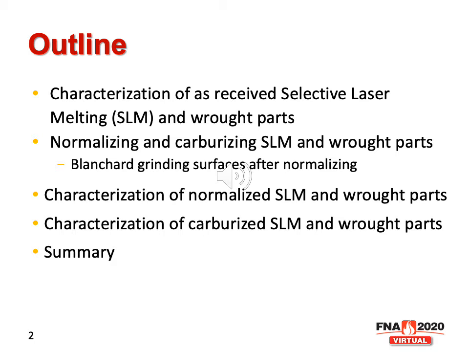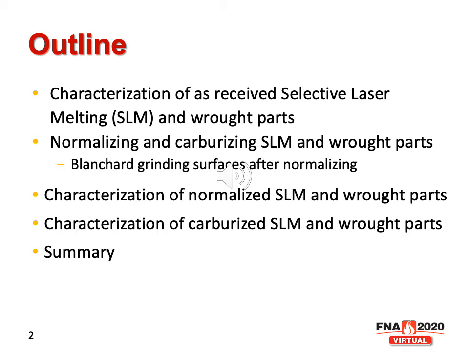The post-processing we decided to conduct on AISI 8620 is carburization. Based on the characterization on the as received parts, to ensure the same microstructure of AM and wrought parts for carburization process, the normalizing was conducted on the as received parts before carburizing. So the selective laser melted and wrought parts were compared after normalization, which is the second part of the characterization for the present work.